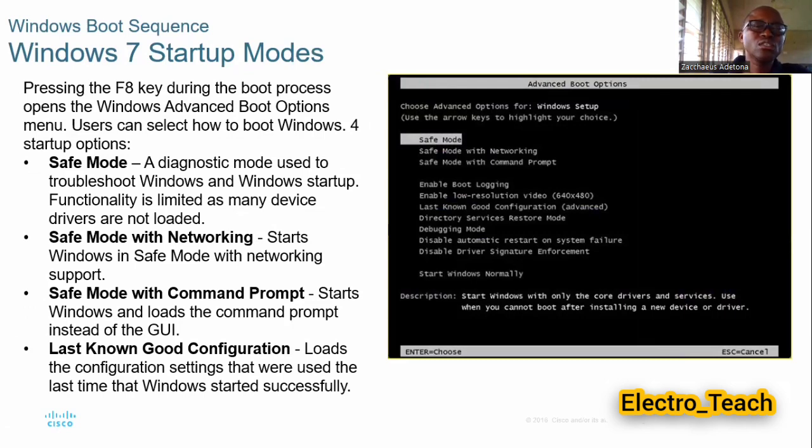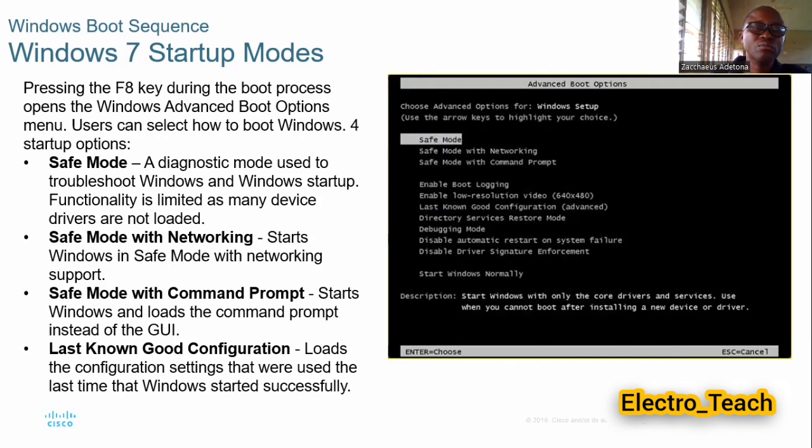Safe mode is a diagnostic system whereby you can troubleshoot the Windows operating system when it's having an error. The functionality of the operating system is limited because many drivers are not loaded at this point. Then with safe mode with networking, you can start the computer in safe mode, and networking support is present. You can now communicate with the network and use networking.